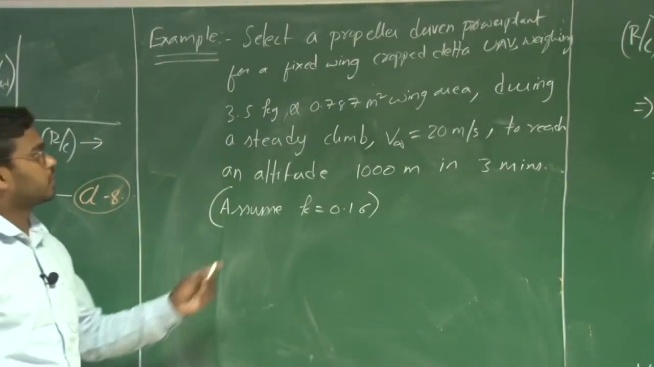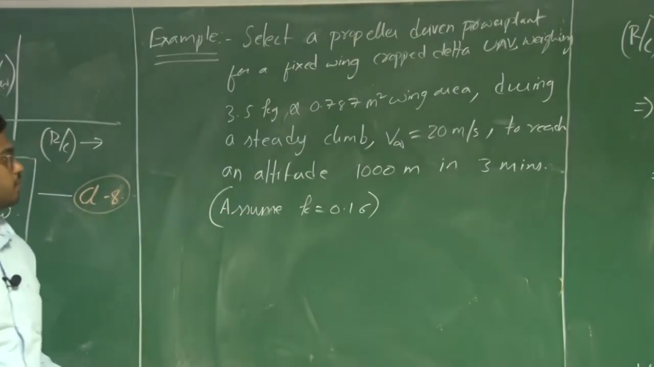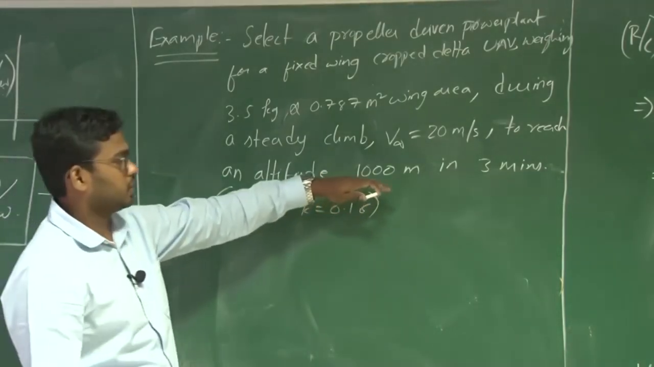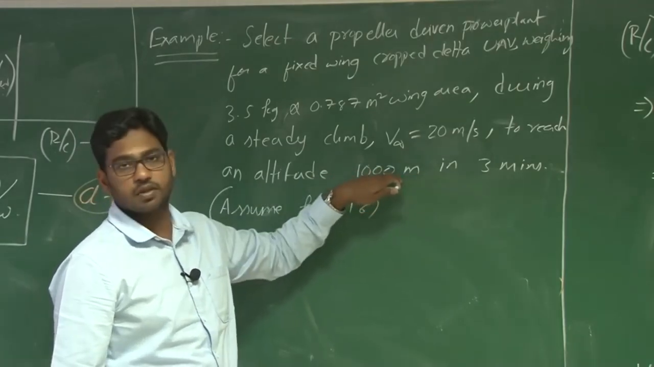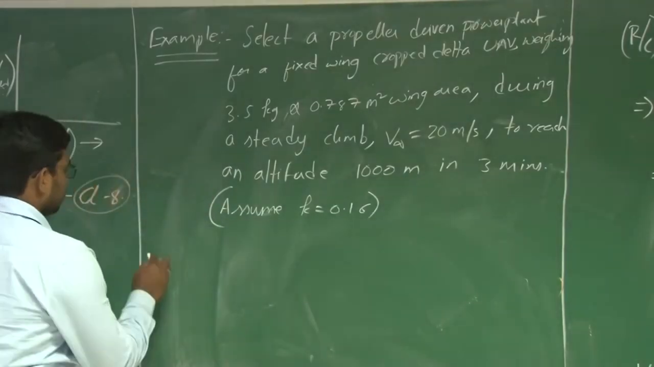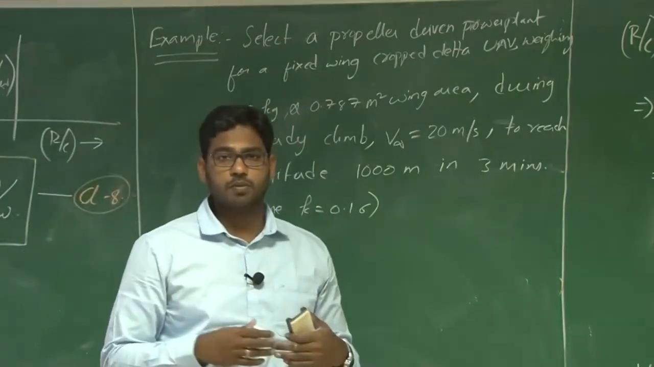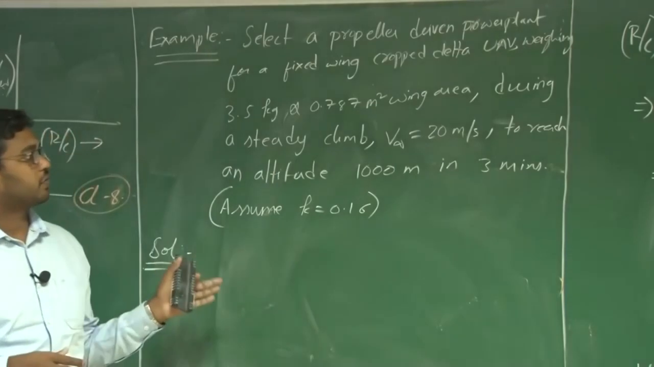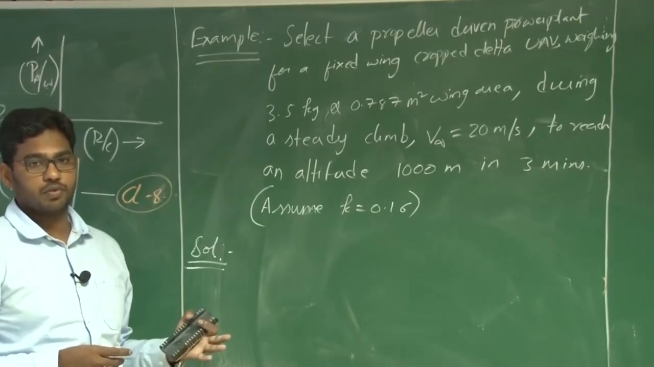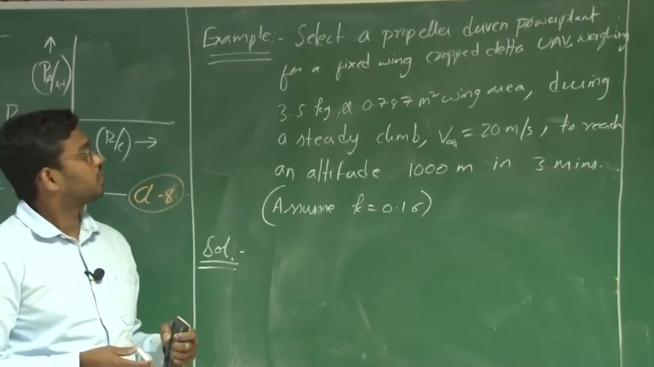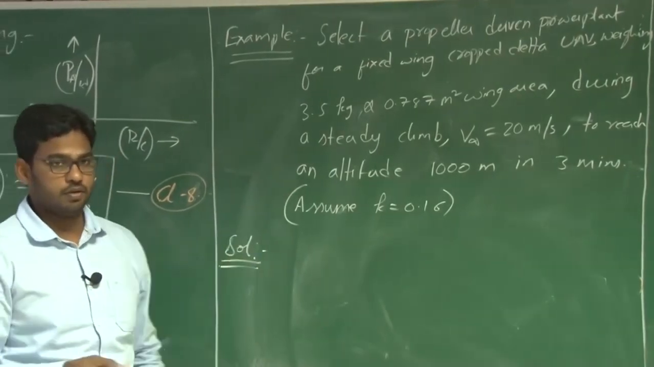So what we need to do is select a power plant for this configuration which has to perform a steady climb, and the climb altitude should be 1000 meters from sea level, and it has to reach this altitude within 3 minutes. Let us look at the solution. So if you have to select a power plant for this particular phase of the mission, we need to understand what should be the total power required by the system during the climb, right? That power should be delivered by the power plant.